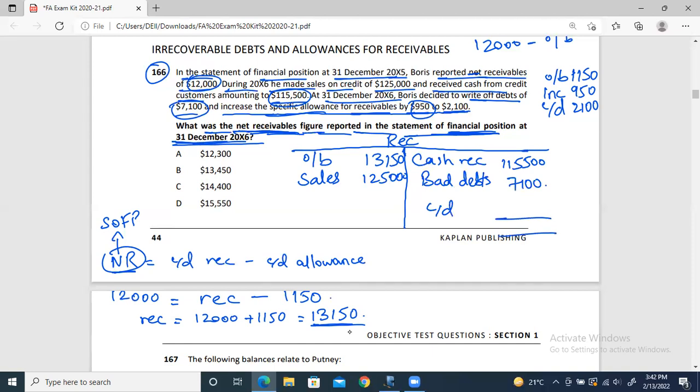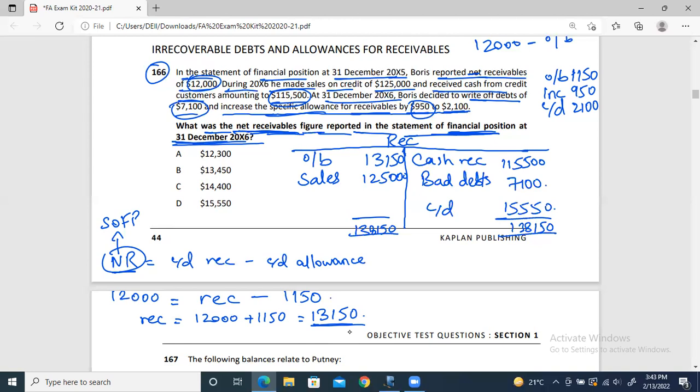So first let me write the totals over here. This is 138,150 and 138,150. So if I minus 115,500 and 7,100, you can see I'm getting the closing receivable figure of 15,550. So now this is the normal receivable balance. This is the normal receivables closing balance. We need to convert it again into net receivables.